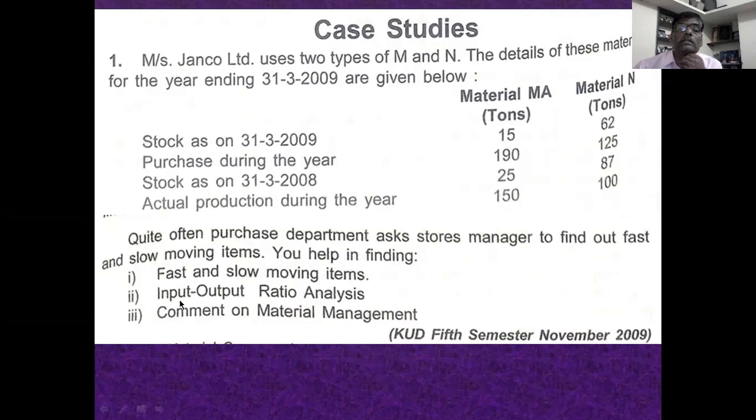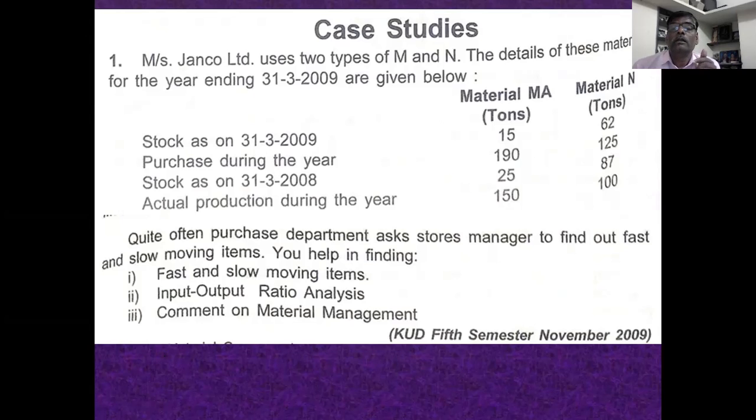And the second question is input output ratio. Input output ratio is useful to find out which material produces more output and which raw material produces less output. On the basis of that, you can judge which material we have to purchase for our finished product. And a comment is asked regarding fast and slow moving material. You have to comment regarding which is slow moving and which is fast moving material.